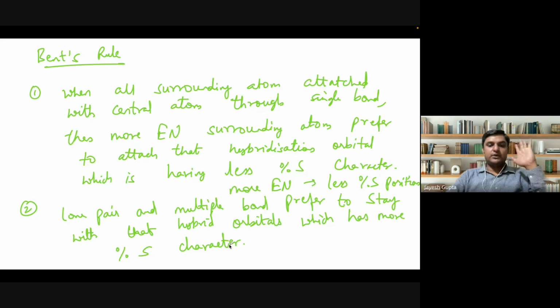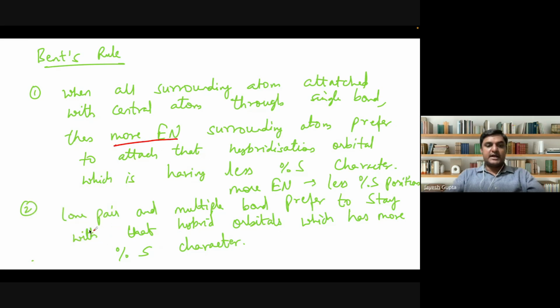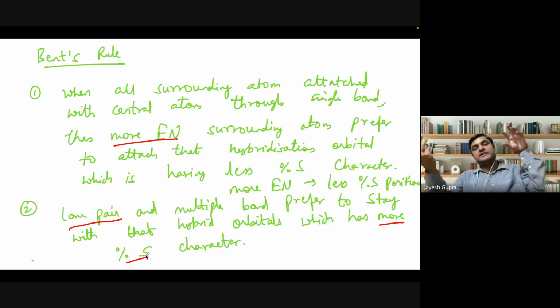So I have told you two rules. One is regarding more EN atoms and one is regarding lone pairs. More EN atoms will go to the position with less percentage s character. Lone pairs will go to more percentage s character. It is logical also. Lone pairs are electrons, and the position with high percentage s character has higher EN, so that higher EN will attract the lone pair.